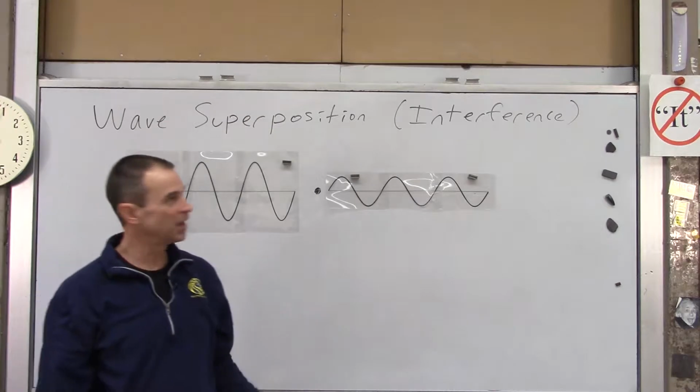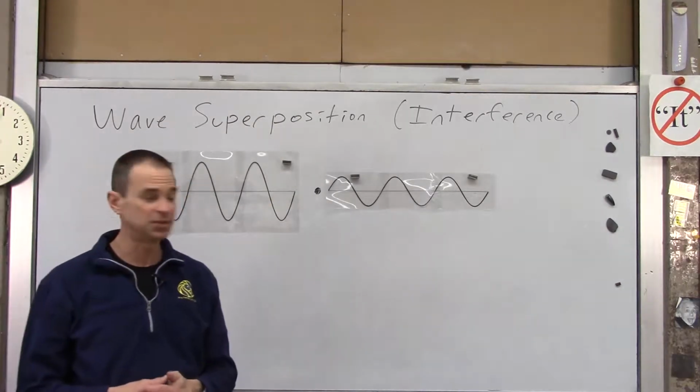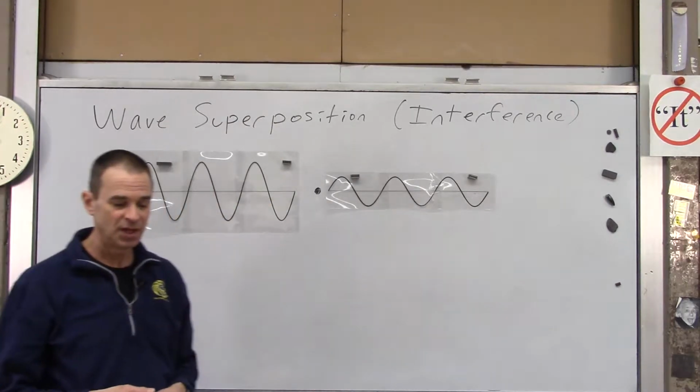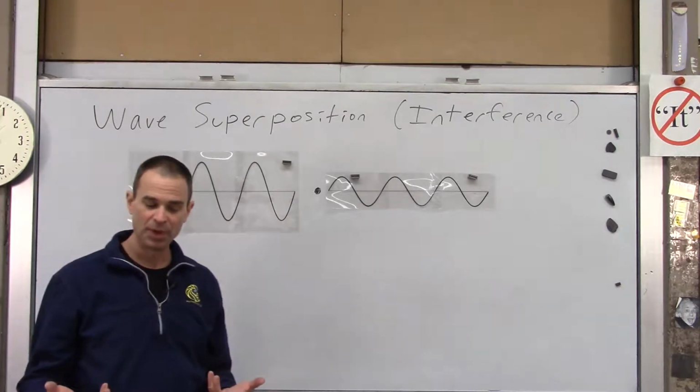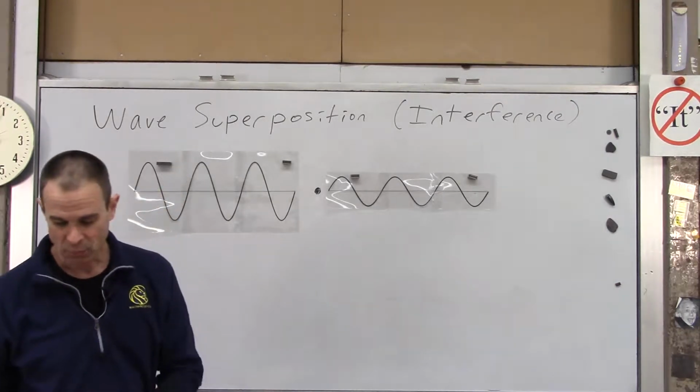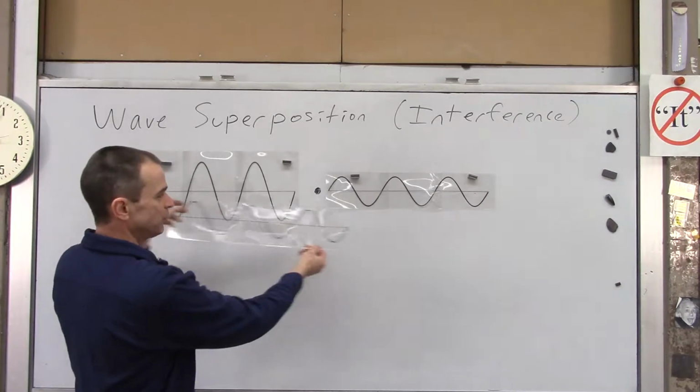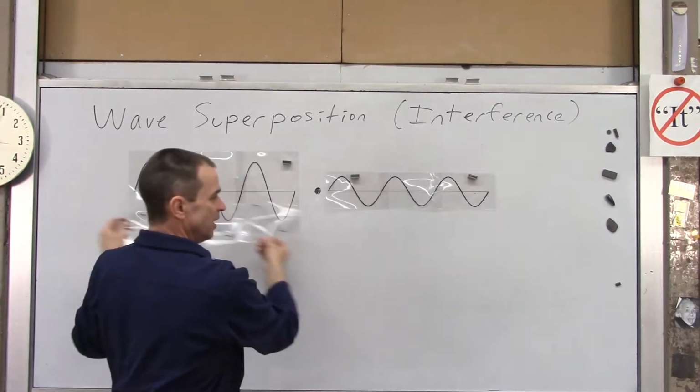We're going to do a quick example involving wave superposition or wave interference. In the previous example that we just did, we had waves of equal amplitude and equal wavelength interfering with each other.